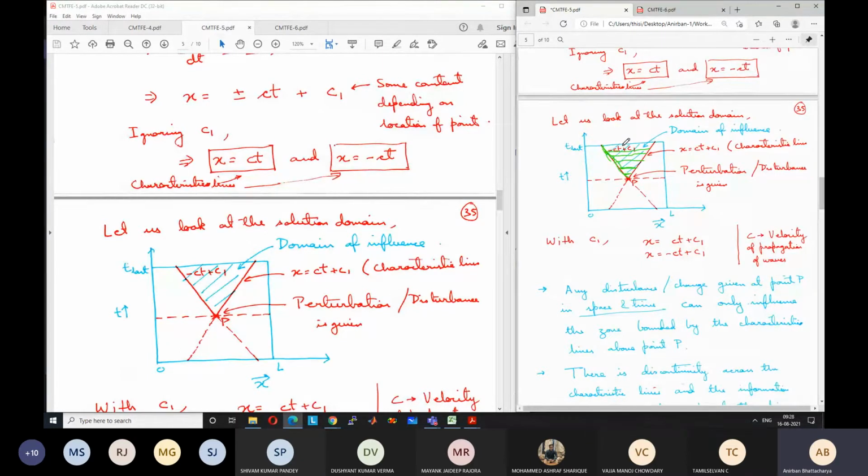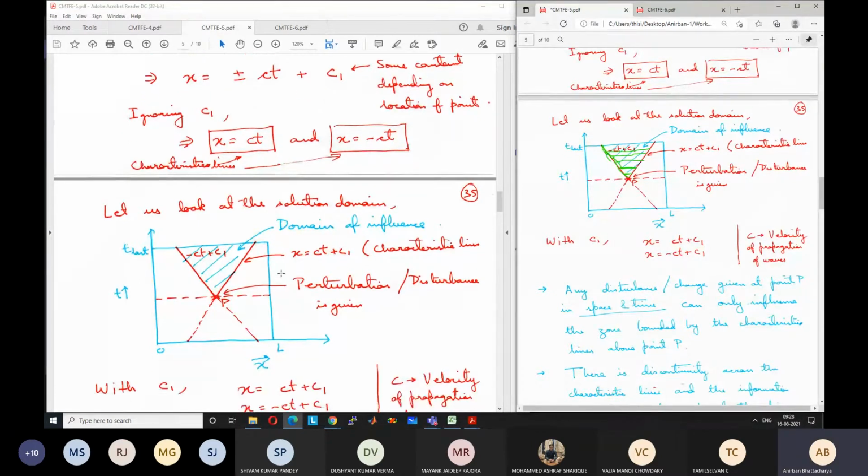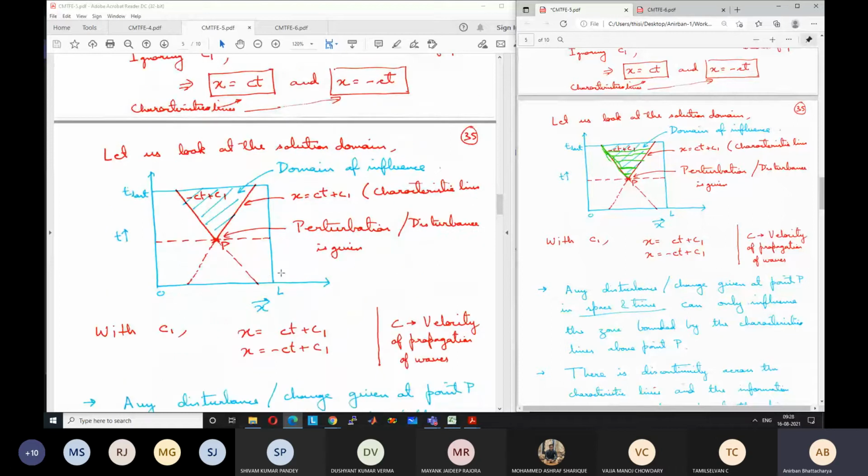So this is the domain of influence of this region, of this perturbation or disturbance. It is bounded by these two lines, these two characteristic lines.